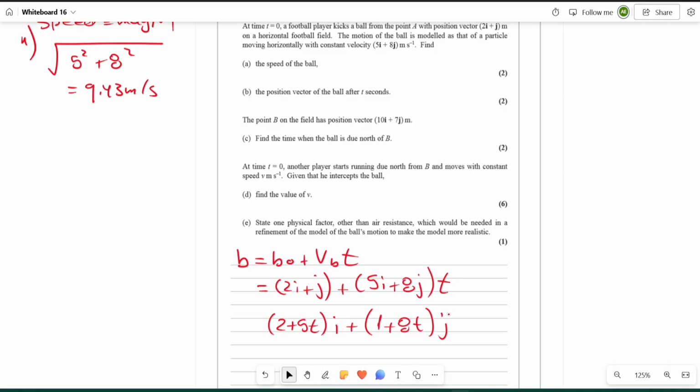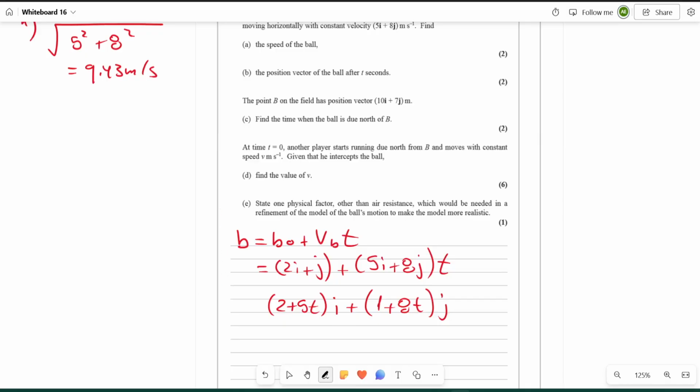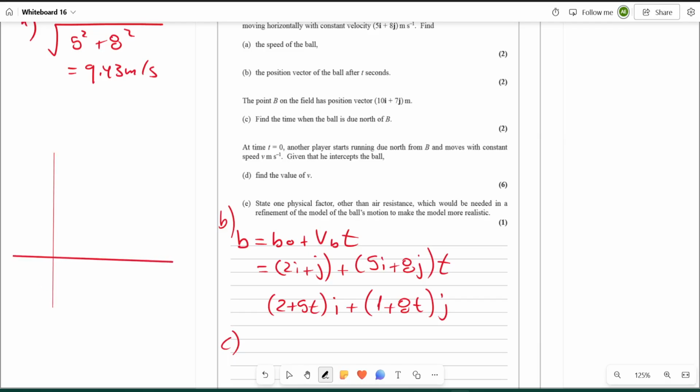Now, question C says the point B on the field has a position vector of 10i plus 7j. Find the time when the ball is due north of point B. Let's say this is point B over here, which is 10i and 7j. So this is point B.